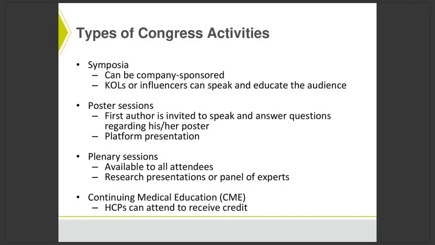And then plenary sessions, which are available to all attendees. They can be focused on a particular research topic with multiple presenters, or they can be a panel of experts that goes through a case-based scenario.